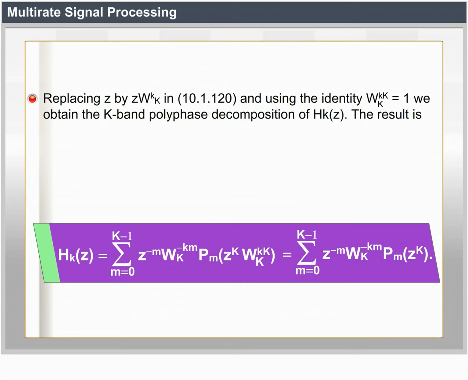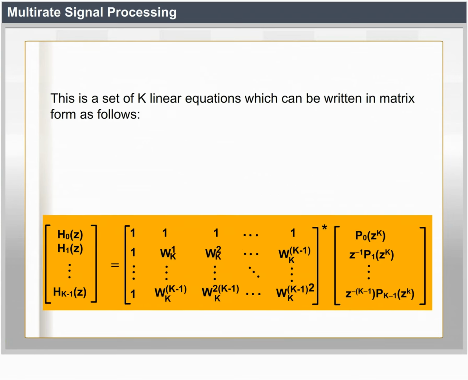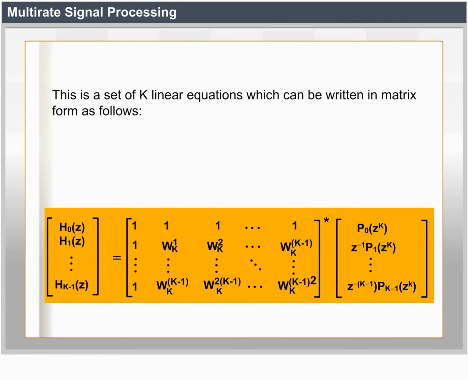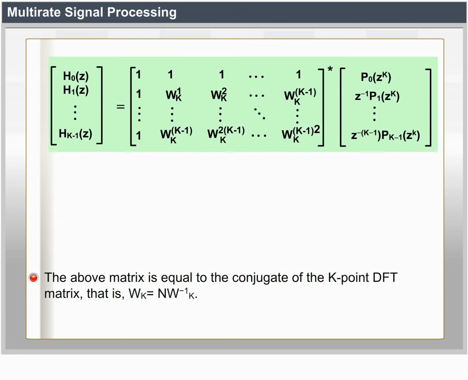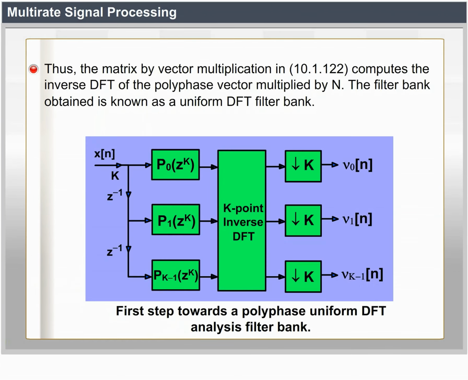This is a set of K linear equations which can be written in matrix form as follows, is called equation number 10.1.122. The above matrix is equal to the conjugate of the K-point DFT matrix, that is Wk equal to K into Wk power minus 1. Thus, the matrix by vector multiplication in 10.1.122 computes the inverse DFT of the polyphase vector multiplied by K. The filter bank obtained is known as a uniform DFT filter bank.